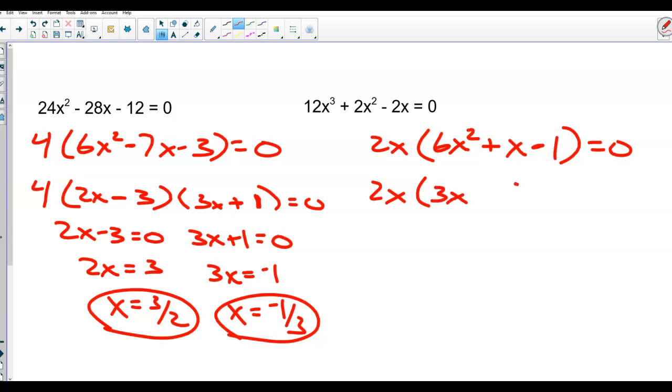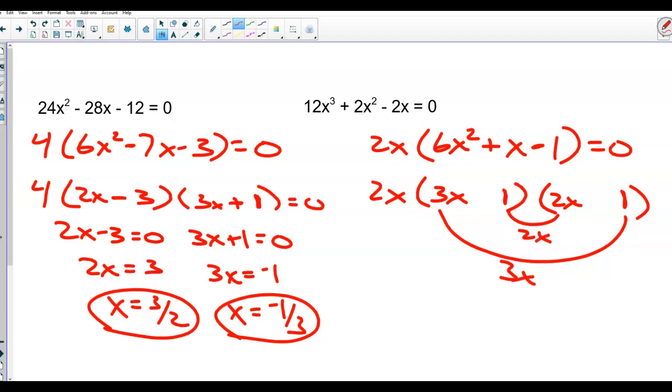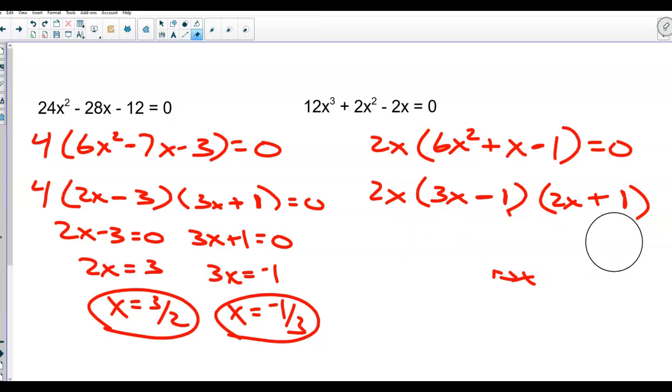I'm going to use 3x and 2x because I always check my middle terms. The 1 is easy. It's got to be 1 and 1. 3x, 2x. How can I combine these to be a positive 1? I make my 3 positive and my 2 negative. So it's a minus here and a plus here. Equals 0.